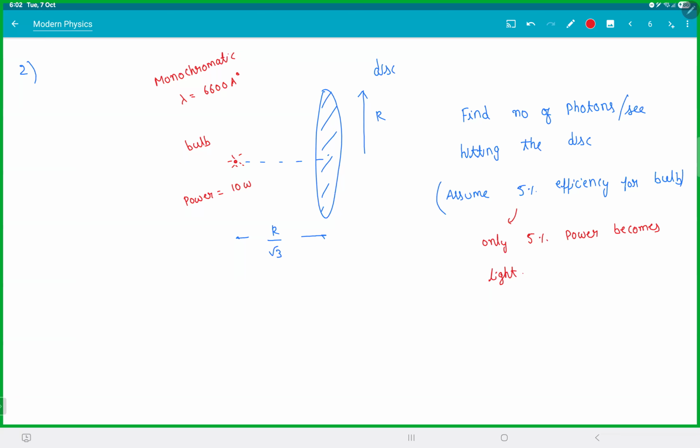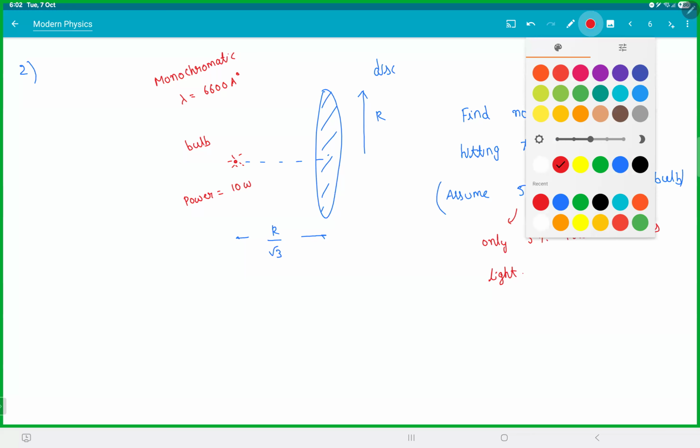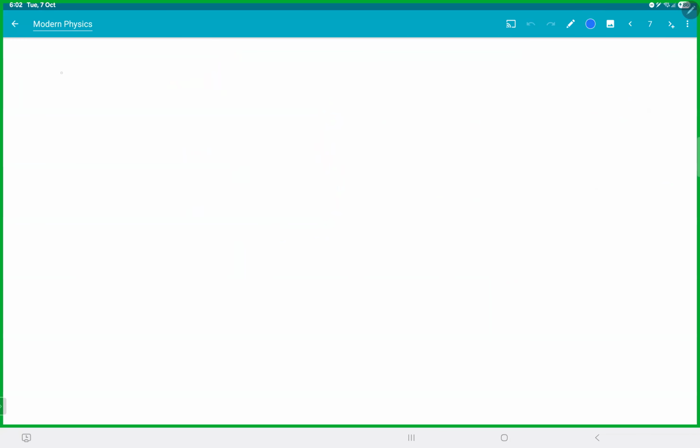Let's see. First of all, start with this. Can you find how many photons are coming out of the bulb? Let's start from there. Forget about the disk. Let's figure out how many photons are coming out of the bulb. So what is power exactly? Power is nothing but energy per second, which is nothing but number of photons per second into energy of each photon. That makes sense? If you take the energy of one photon and multiply by the number of photons per second, you get total energy per second.